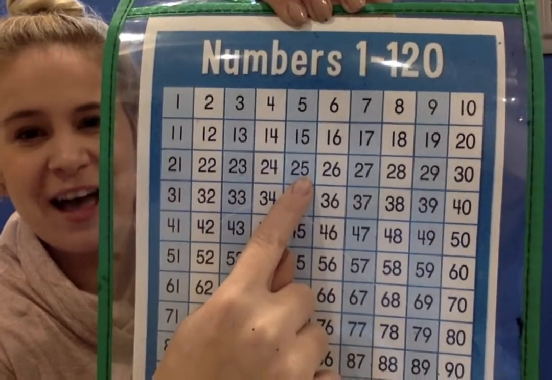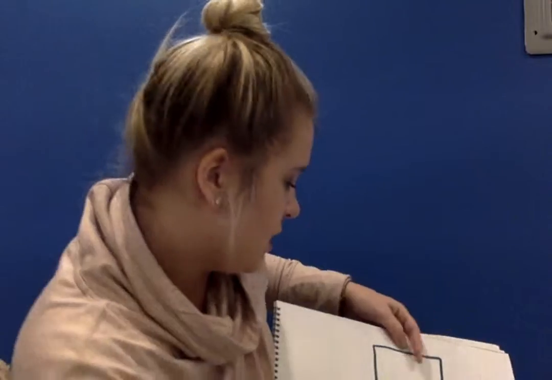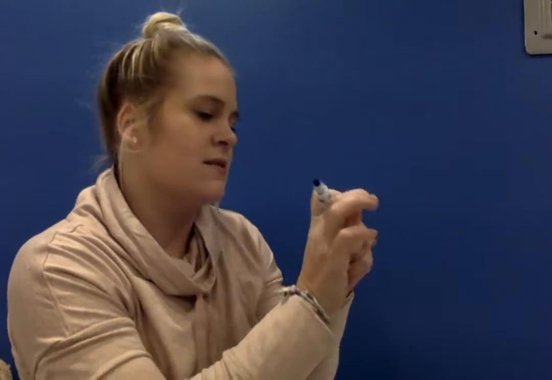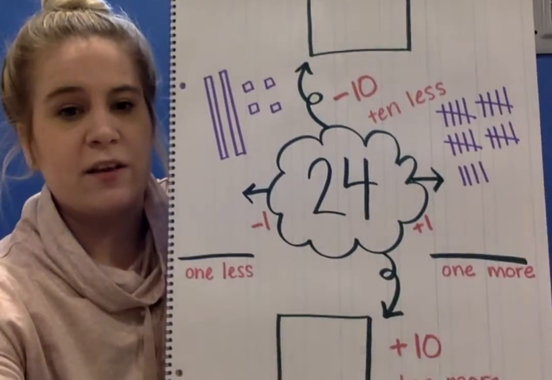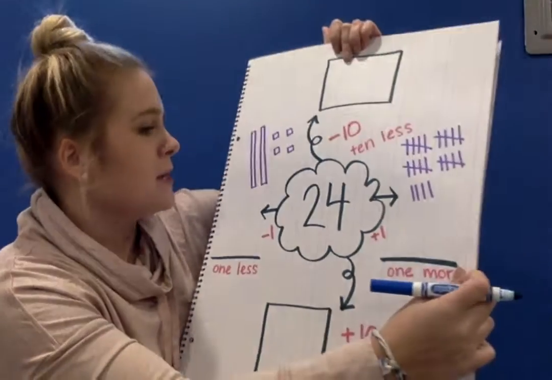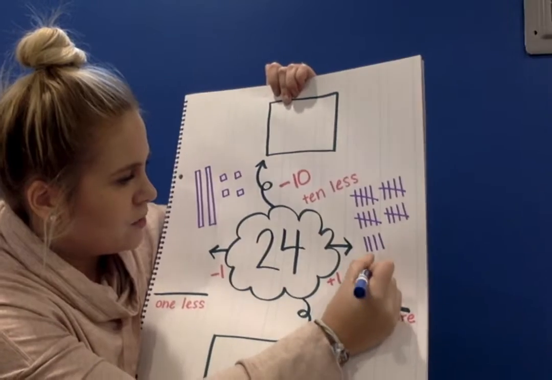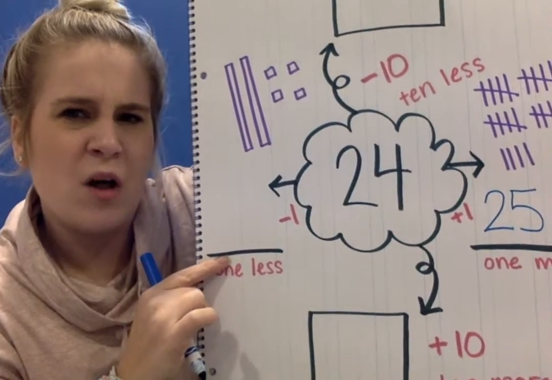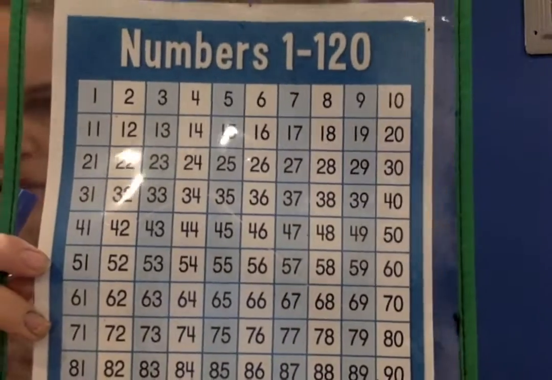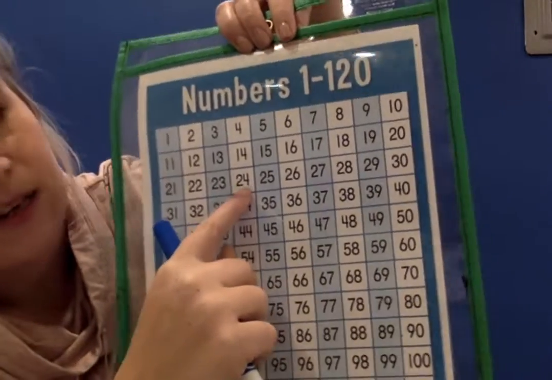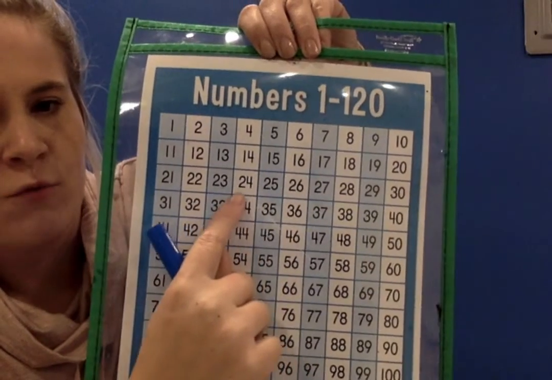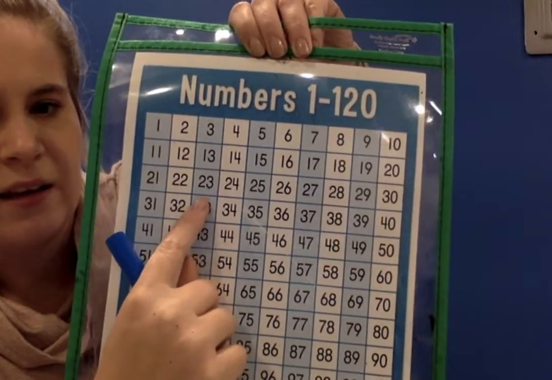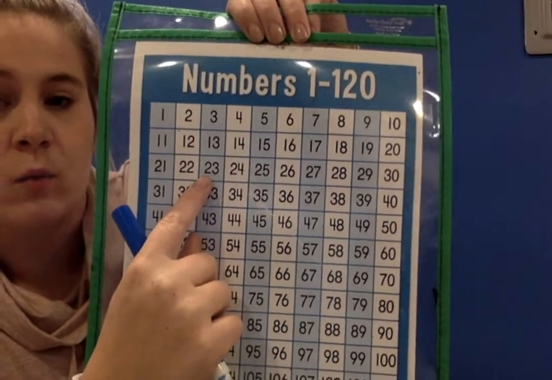You're right, 25. So now on my chart here, I'm going to write 24, and 1 more would be 25. What would be 1 less, 1 smaller than 24? Let's take a look. Can you find 24 again? There it is. 1 bigger was 25. What's 1 smaller? Yeah, 23 is 1 smaller, 1 less than 24, minus 1.